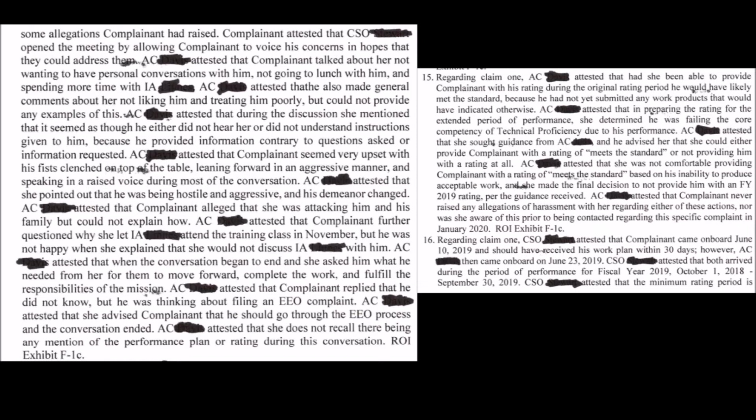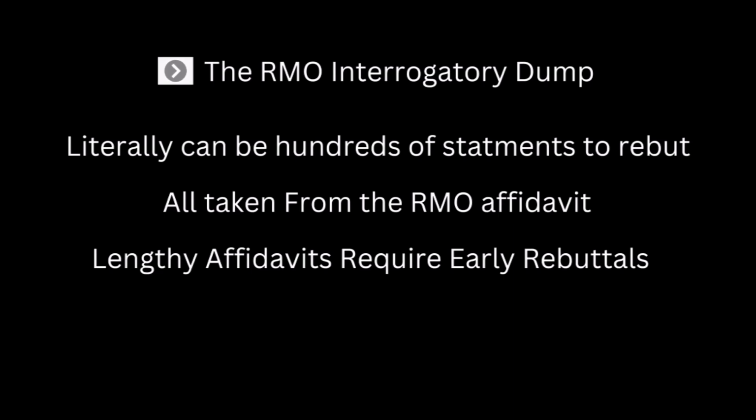This judge has basically said, look, here's how I'm going to get rid of this case. I am going to take everything that the RMO has claimed, all 30 pages of that person's affidavit, or however many pages they were, and I'm just going to throw that out there. And I'm going to make the complainant respond to each and every one of these statements within 15 days. Okay, how does somebody do that in 15 days?